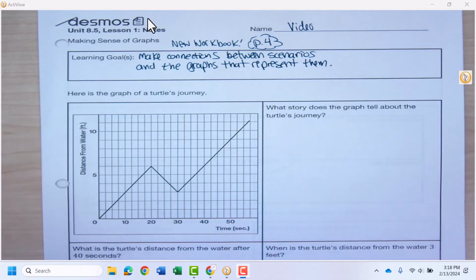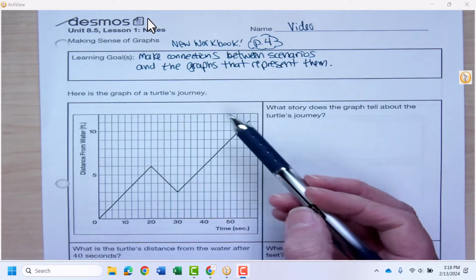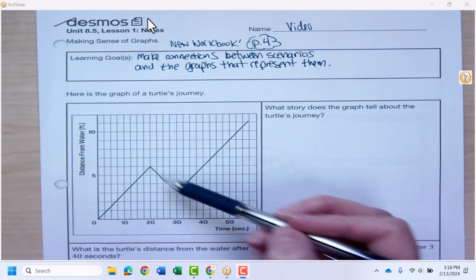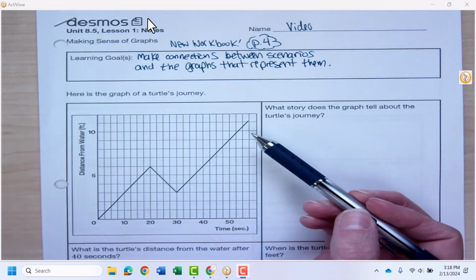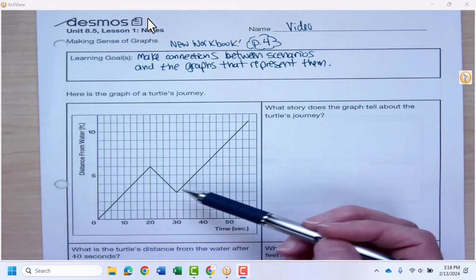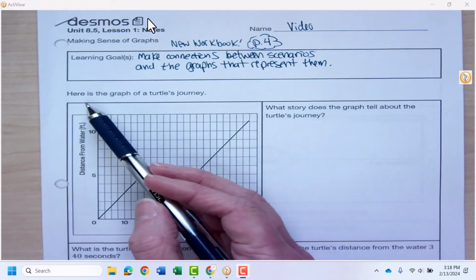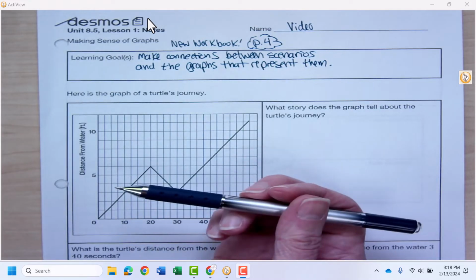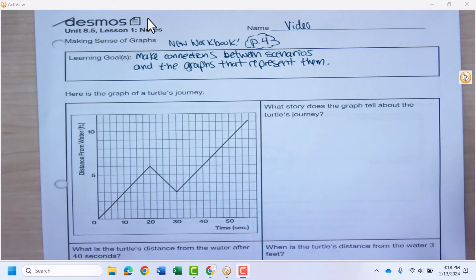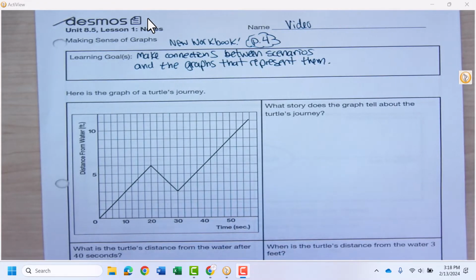Now, I don't have a cool little animation here to go with the turtle whose journey this graph represents, but we'll still go ahead and talk about what all the parts of this graph mean. Here it says, here is the graph of a turtle's journey. And you'll remember in the activity, we had a turtle that was coming out of the water and crossing over the sand into the grass.